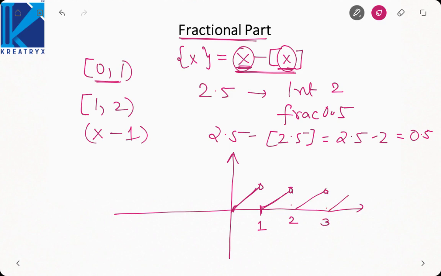Because the fractional part can never go greater than 1. Since you are talking about the decimal part, it will always be less than 1. As you can see from the graph, it is a periodic function with period equal to 1. Is it fine? So that is how you represent the fractional part of any function.